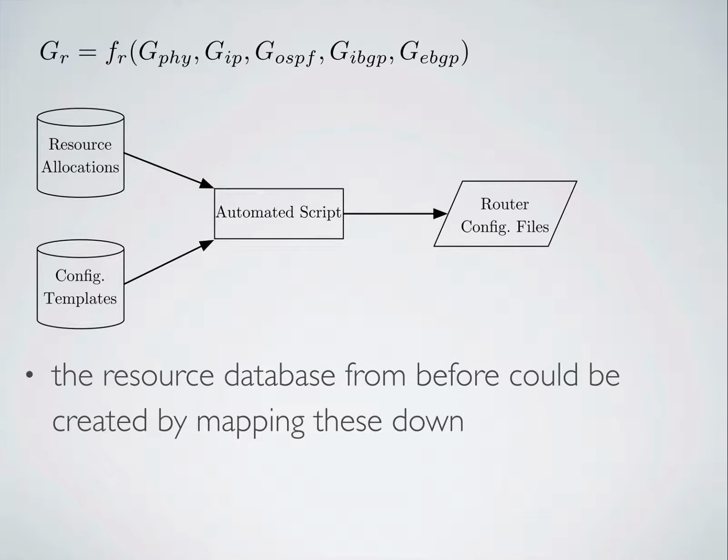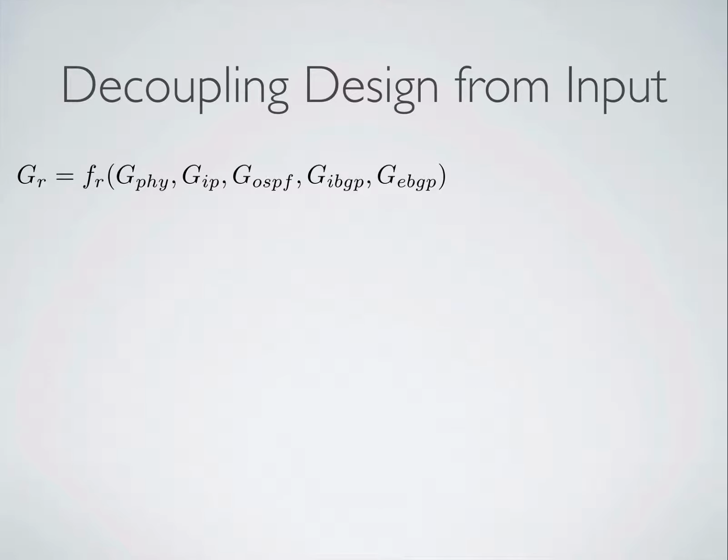We can then use that resource database with this script and the configuration template to generate router configuration files. This approach has allowed us to decouple the design rules from the input so we can have a single input topology, apply the automated design rules, and get our output device configurations.